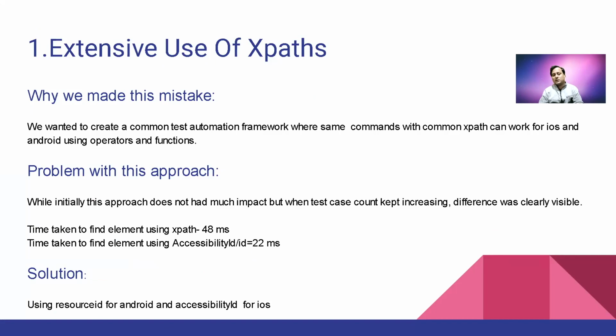First mistake we were making is extensive use of XPath. We were trying to create a test automation framework which can work for both Android and iOS without any change in base classes. So due to that, we were using operators and contains functions. The approach was fine, but when the test case count kept increasing, when it reached around 200, that difference was clearly visible. And finally, we stopped using XPath and reverted it back to resource ID and accessibility ID for iOS.